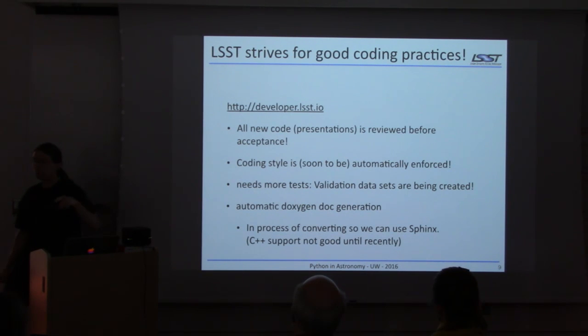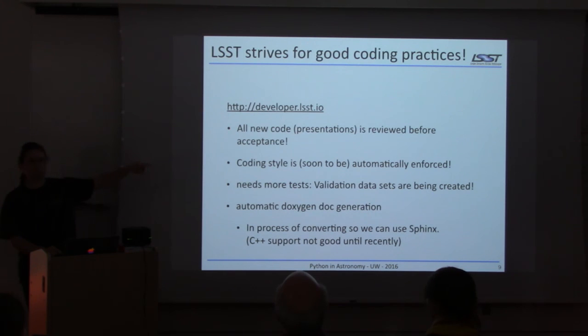All new code is reviewed before acceptance. That means, let's see, how did it go? Clone it, pull it, break it, fix it, branch it, commit, push it, pull request. Something like the Technologic song. The pull request step there cannot happen until someone else has reviewed the code. This is an explicit requirement of LSST, and this really helps catch things.